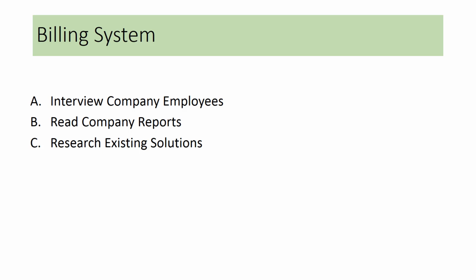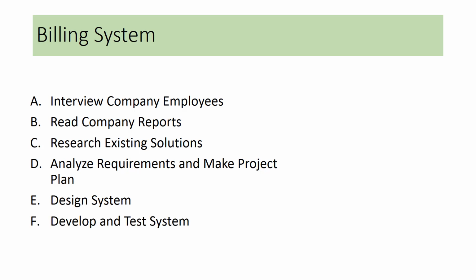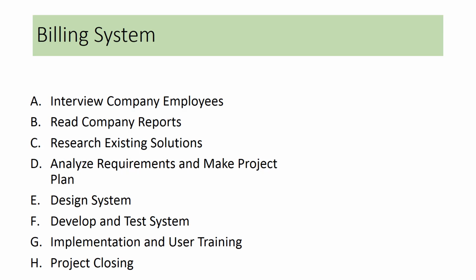Once we have all the data with us, we would go ahead and analyze the system requirements to understand what we need to build and then make a project plan around that. With the project plan in place, we will be ready to then design the system, and with the design in hand, we would be able to develop and test the system before its implementation and user training. Once all of this is complete, we will go ahead and close our project. Now, these 8 listings you are seeing in front of you are an example of project tasks, and each task needs to be completed for this whole project to be considered complete.